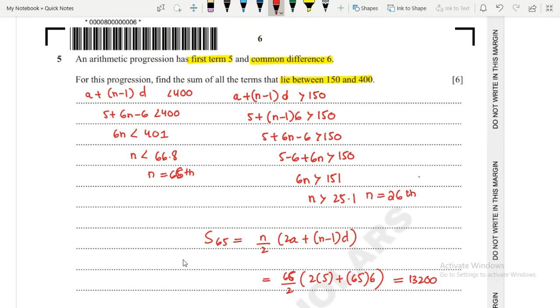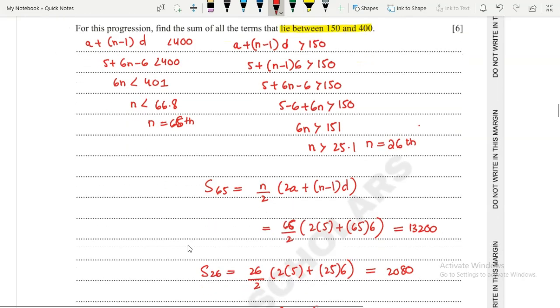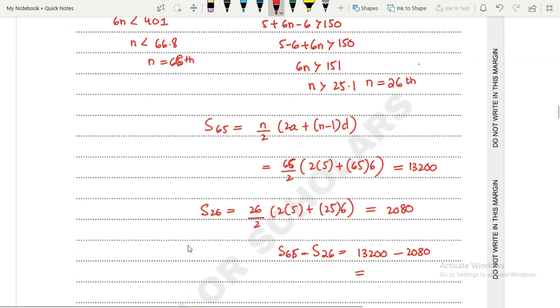So minus 1 will shift to that side, it becomes +1. Let's check it again. It will be 33. 33 into 10 is 330. 330, 65 into 6 into 33 and plus 330.